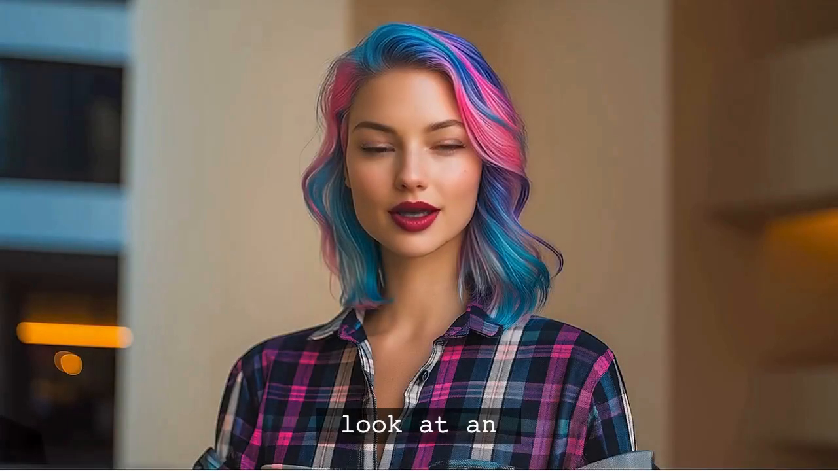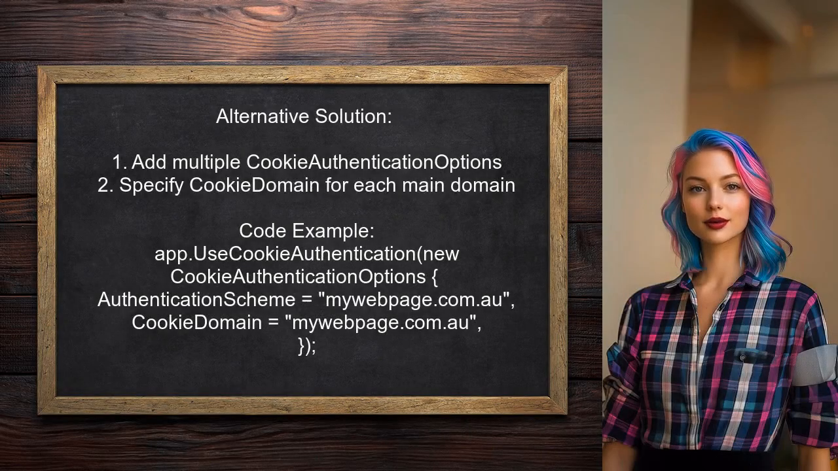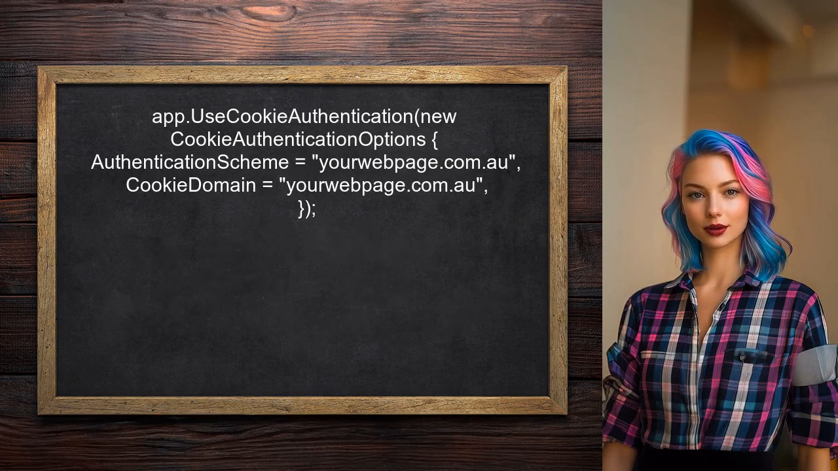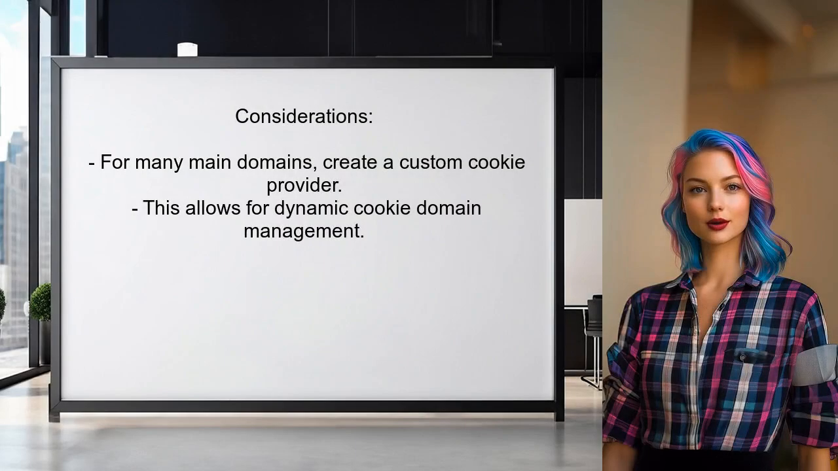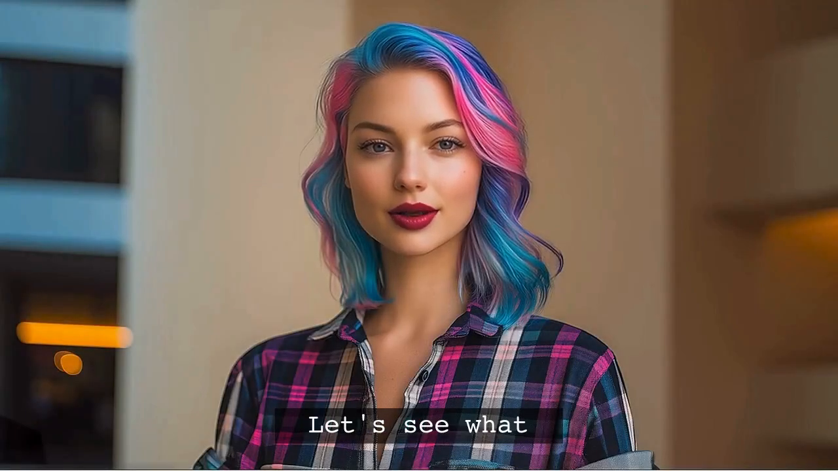Let's take a look at an answer from another user. An alternative approach suggested by another user involves adding multiple cookie authentication options for each main domain. If you have a limited number of main domains, you can set up the cookie domain for each one individually. However, if there are too many main domains, the user suggests creating a custom cookie provider to handle the dynamic cookie domain setting. That's all for that response. Let's see what someone else had to say.